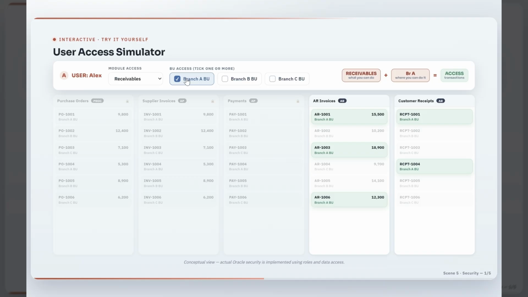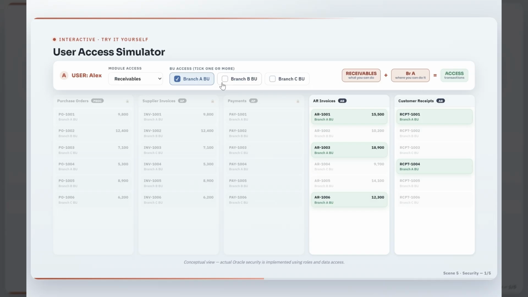This gives us a simple formula. Module access tells us what Alex can do. Business unit access tells us where Alex can do it. What plus where gives Alex access to the relevant transactions.